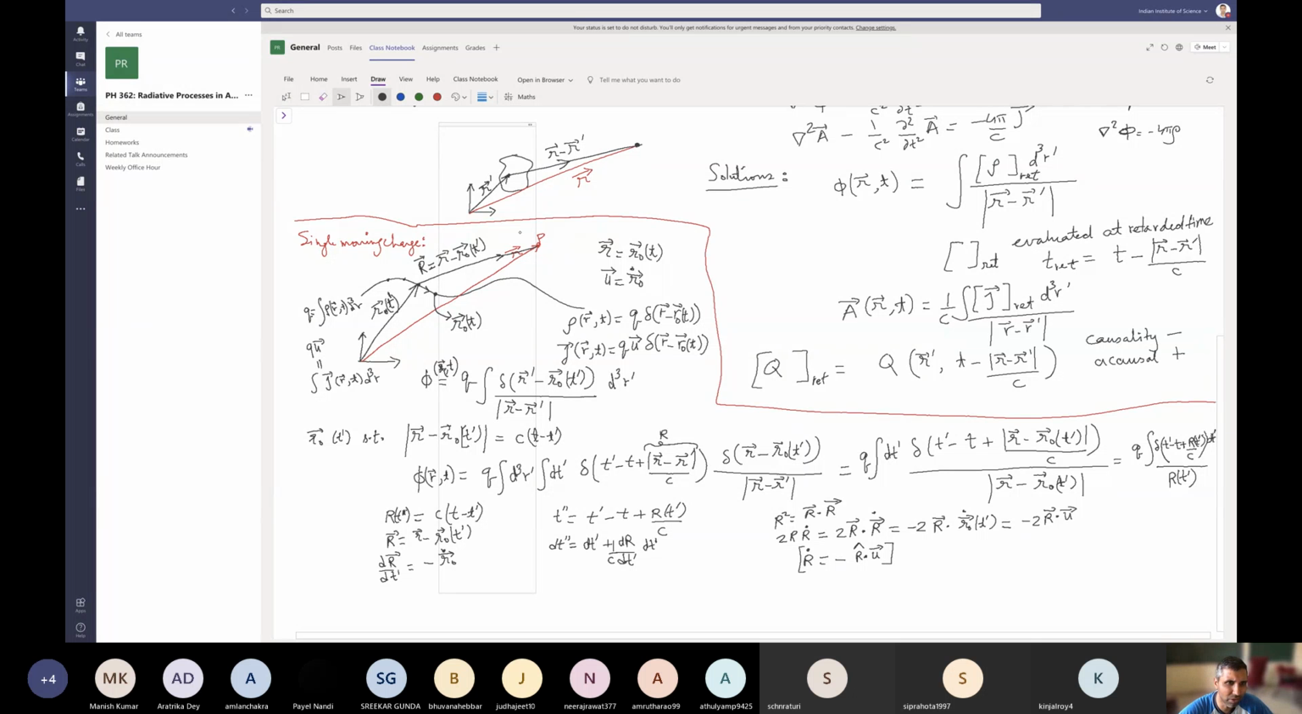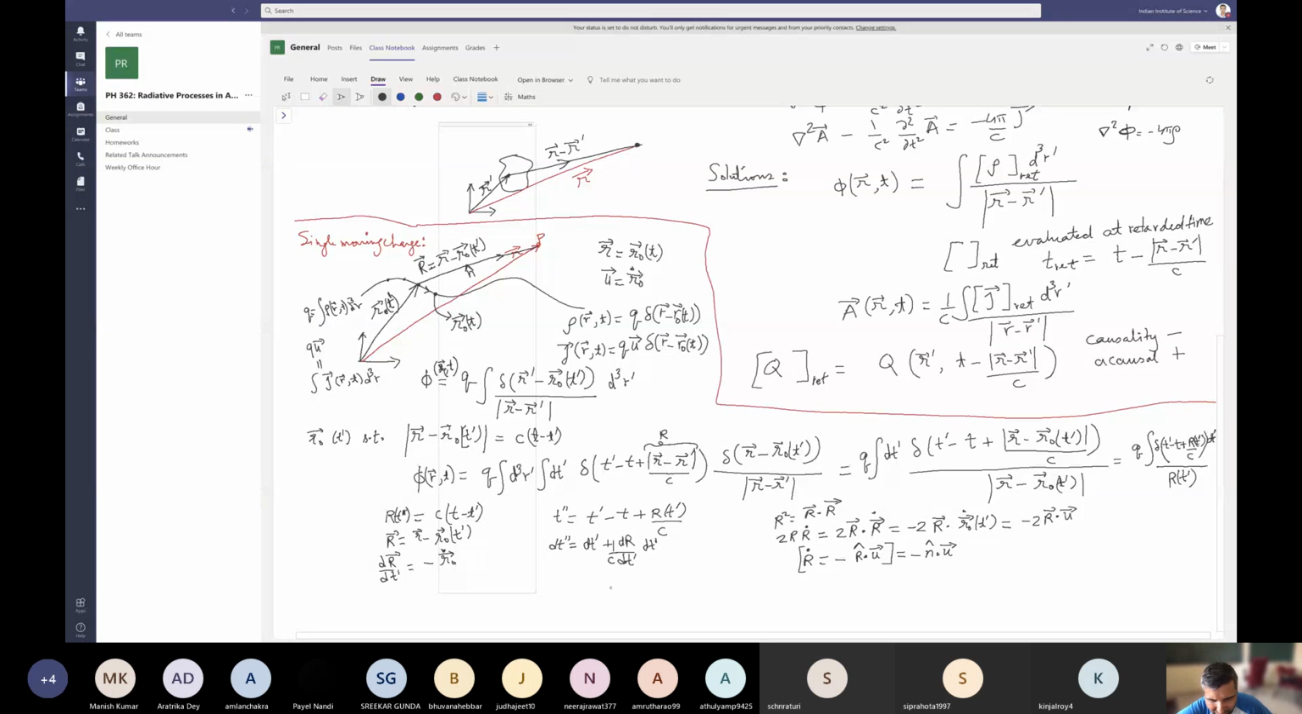And this r hat, the direction, is also sometimes called n hat. The direction of the location of the particle at the retarded time connecting the point of observation is the direction n hat. So this is nothing but minus n hat dot u. Okay, so this is your r dot.